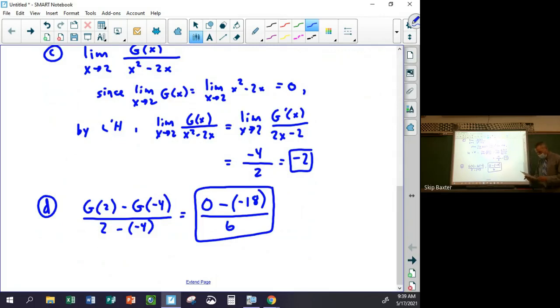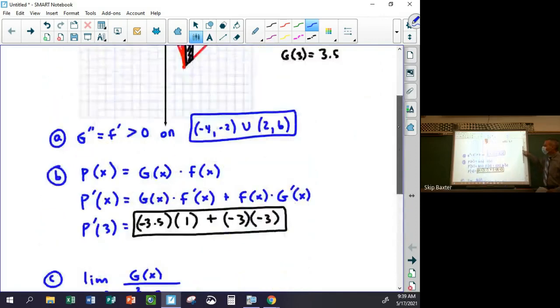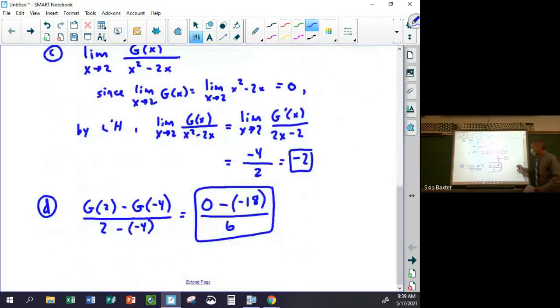Okay? And then it says, does the mean value theorem guarantee a value C between -4 and 2, for which g prime of C is equal to this average rate of change? Wait, isn't it 16? Oh, did I say 16? I wrote 18. Yeah, you're right. Thanks.